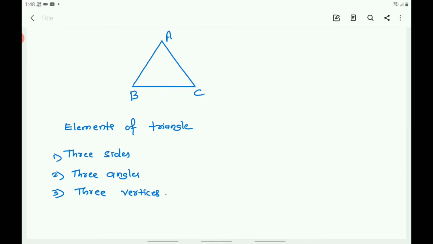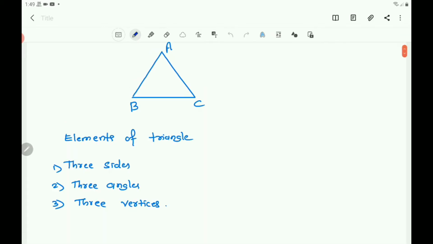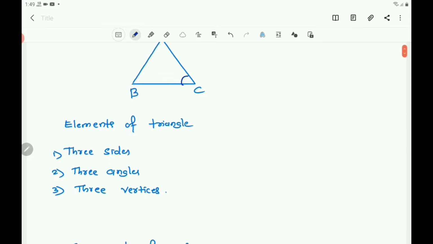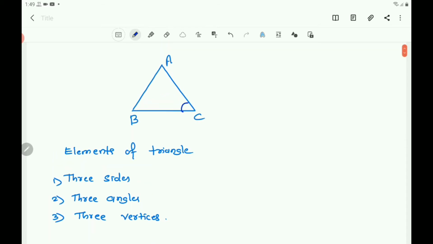Now you see the triangle ABC. Which are the three sides of the triangle ABC? They are AB, BC and CA. And which are the three angles? Angle A, that is angle BAC. Angle B, that is angle ABC. And angle C, that is angle ACB. The three vertices are vertex A, vertex B and vertex C.